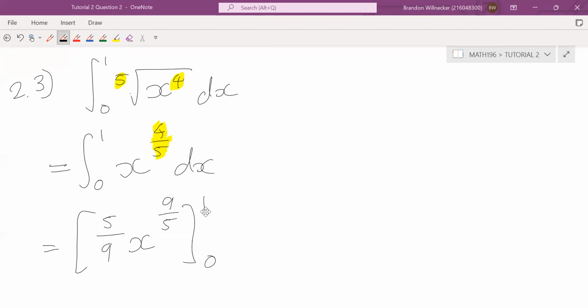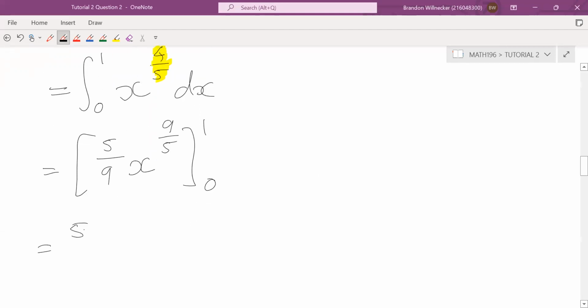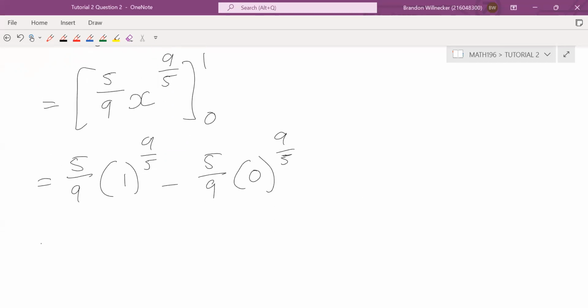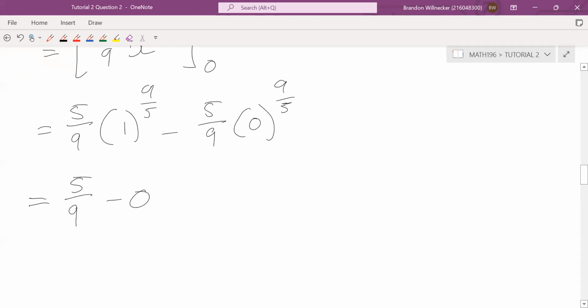First we evaluate at the upper bound. So this is going to be 5 over 9, 1 to the 9 over 5, minus 5 over 9, 0 to the 9 over 5. That's the antiderivative evaluated at the upper bound minus the antiderivative evaluated at the lower bound. So we get 5 over 9 minus 0, which is just 5 over 9.